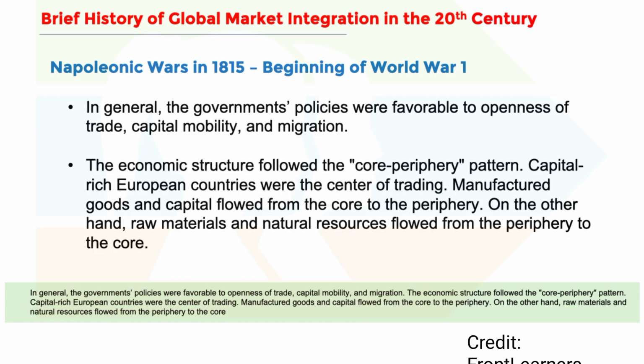In general, the governments' policies were favorable to openness of trade, capital mobility, and migration. The economic structure followed the core-periphery pattern. Capital-rich European countries were the center of trading. Manufactured goods and capital flowed from the core to the periphery. On the other hand, raw materials and natural resources flowed from the periphery to the core.